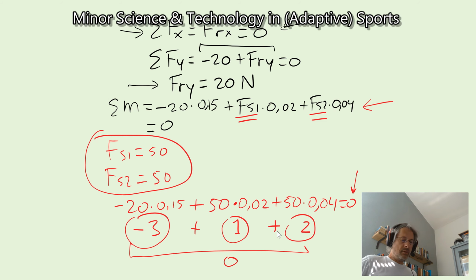But the point that I want to make is that if you try another combination, there are many combinations of Fs1 and Fs2 that are also solutions. And we will see that this is true in the next exercises.